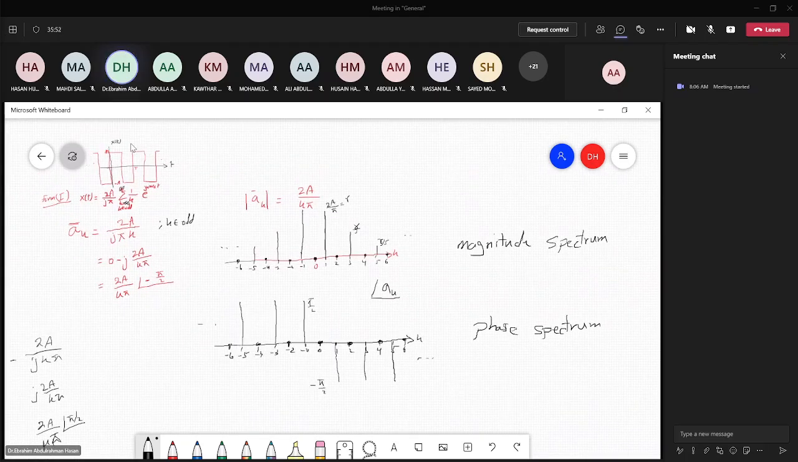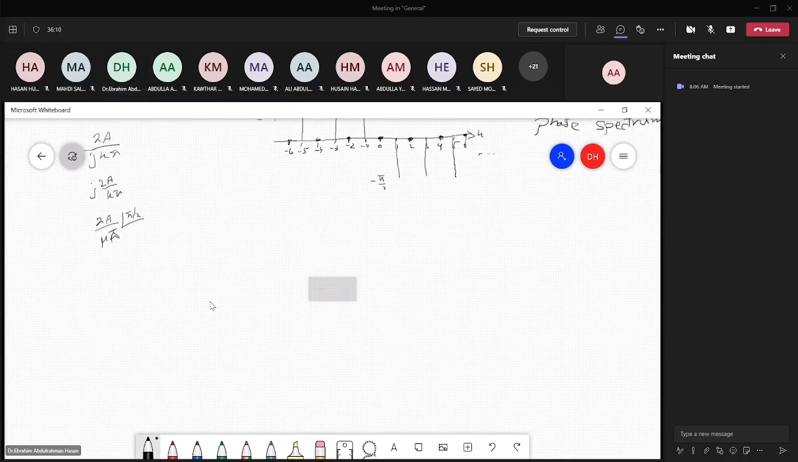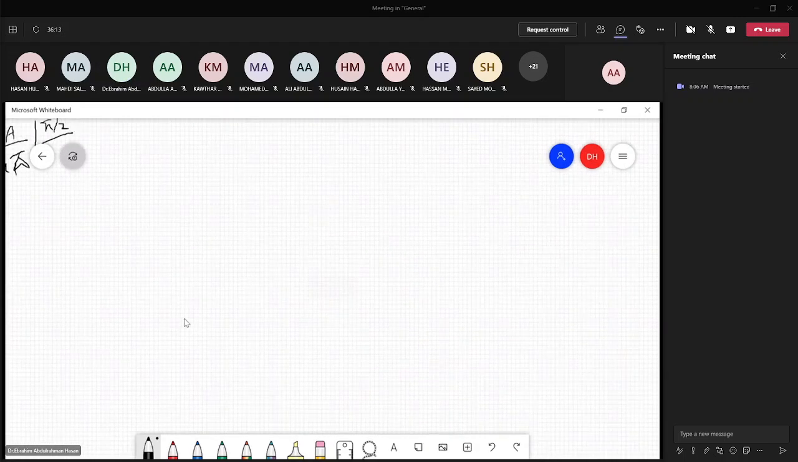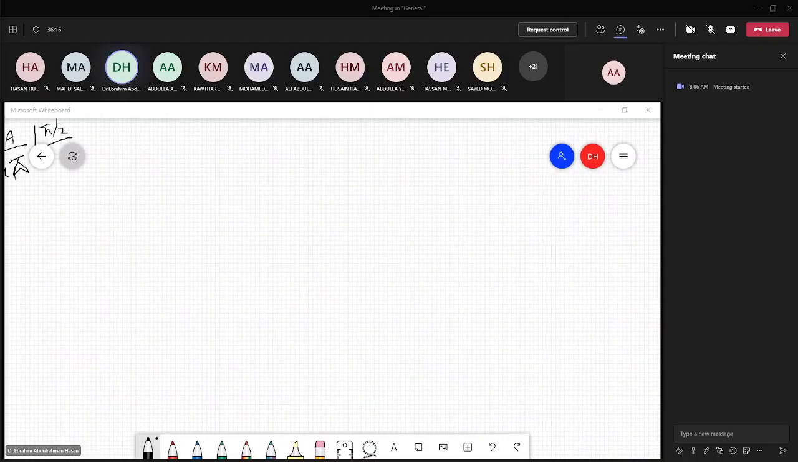So pay attention in the question, sometimes we need only the magnitude or only the phase, or if the question is just to sketch the spectrum of x of t, then you need to plot the magnitude and phase. Okay, now let me take a general question for the Fourier series. Example.